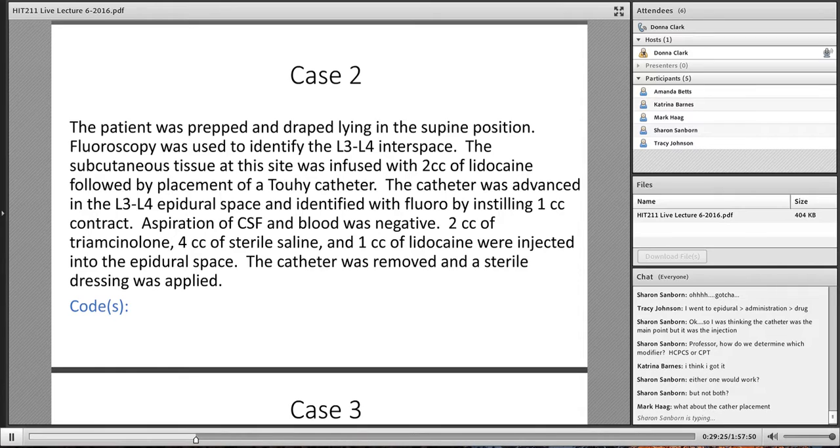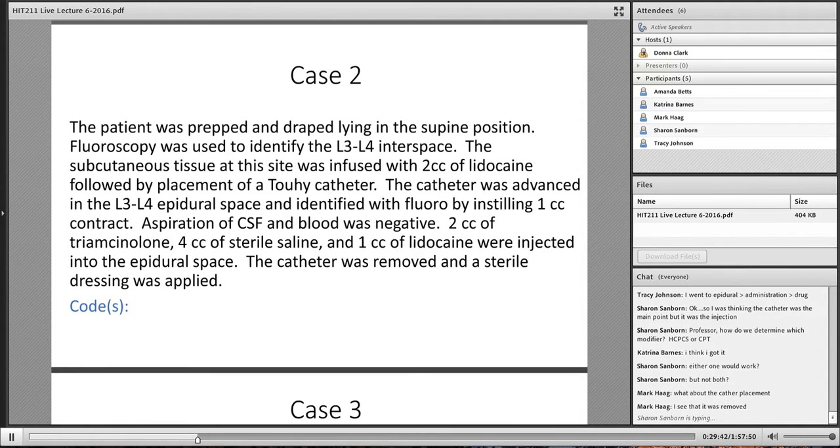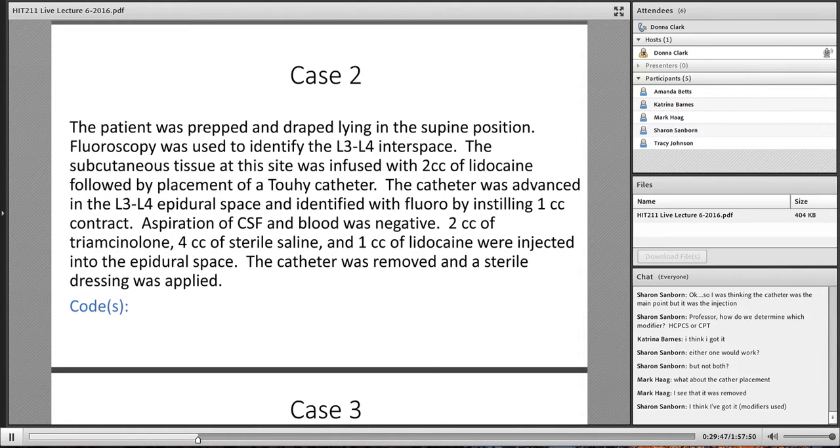Now, you asked about the catheter placement. So when we were reading our code, let's see. Well, let me go to it. All right. If you go to your radiology chapter, it will talk about it even more, because those two modifiers are very common for your radiology type codes.